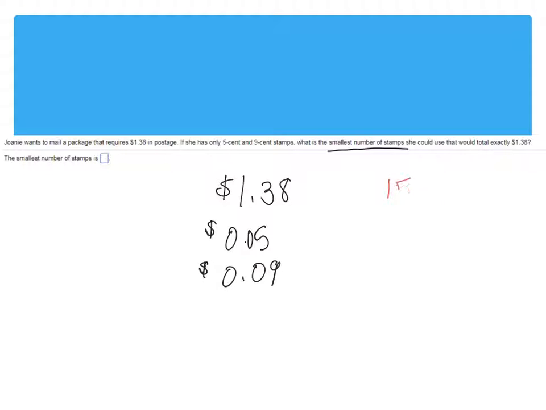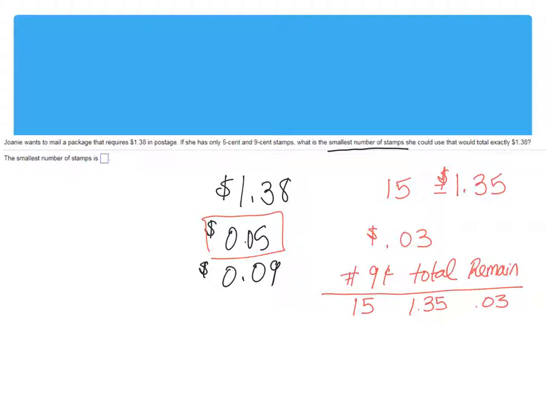15 9-cent stamps gets me as close to $1.38 as possible. In fact, if I multiply 15 times 9 cents, that gets me to $1.35. So I still need another 3 cents in postage, but I don't have 3-cent stamps. I only have 5-cent stamps. But what I can do now is decrease from 15 and start to make a table to figure out the number of stamps that I need.